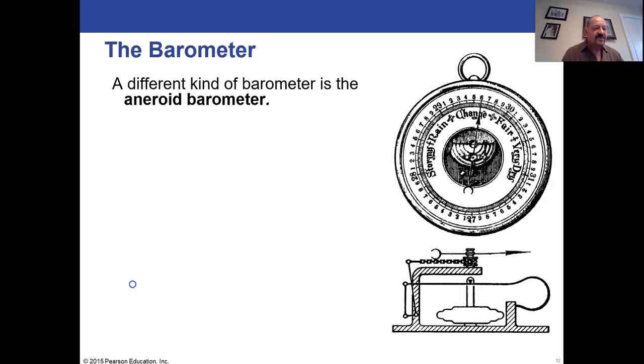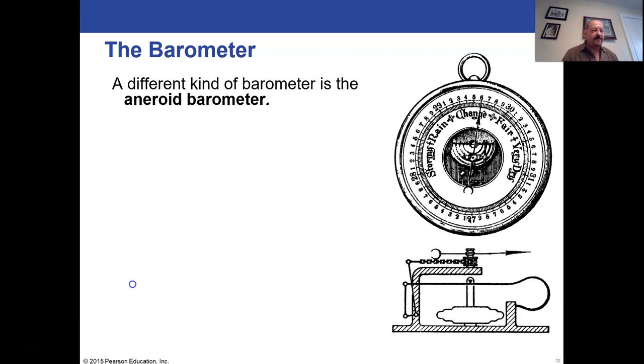Now, there are other kinds of barometers that don't use mercury at all, and that you could actually fit in a very small space. And one type of barometer is called the aneroid barometer. Aneroid is actually a word that means without water, because if you were to make that water barometer, it would be 34 feet.